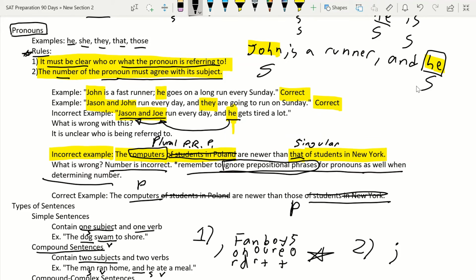And then our second rule is that the number of the pronoun must agree with its subject, right? So we need to say "Jason and John run every day, and they are going to run on Sunday." "They" agrees with Jason and John. They're both plural, right? We couldn't say Jason and John and then say "he," because that would be breaking that number. They're both plural there.